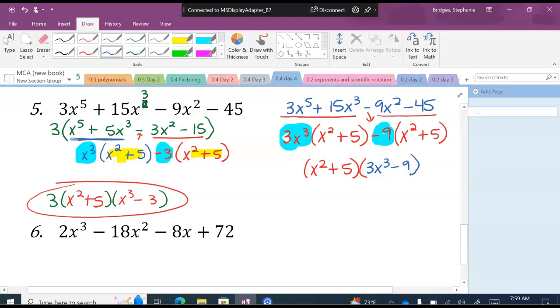However, we have to always check to see if we can factor completely, or factor any further. The x squared plus 5 don't have anything in common. They also are not both perfect squares or perfect cubes. But if I'm looking at that second parenthesis, 3x to the 3rd minus 9, don't they still have something in common? What do they have in common? A 3. So what I'm going to need to do, and I can just stick it in the front, is divide each one of those by 3, which would leave me with the x to the 3rd minus 3.